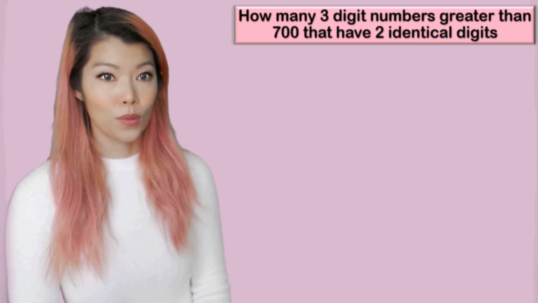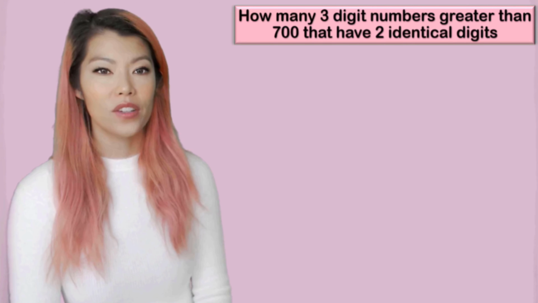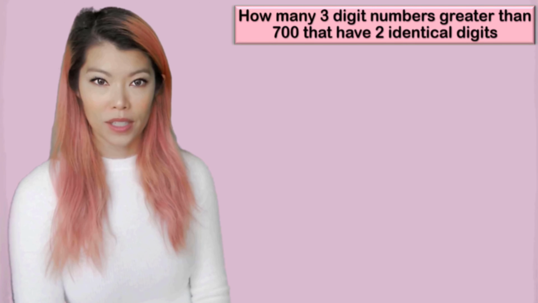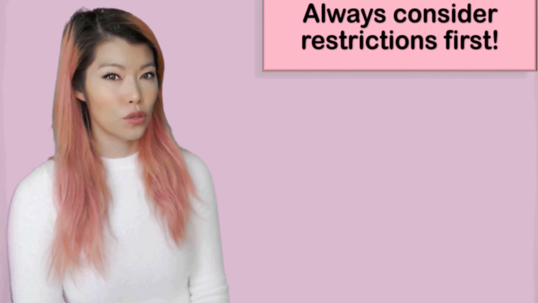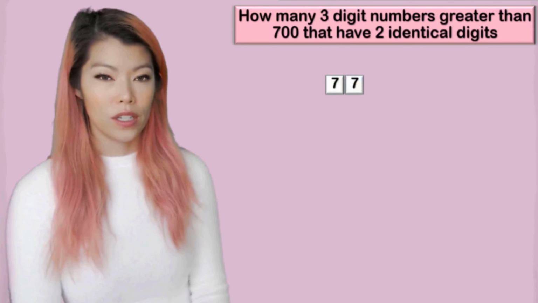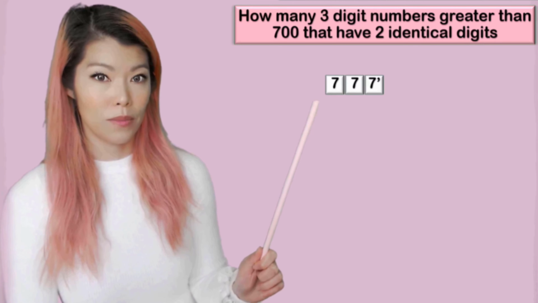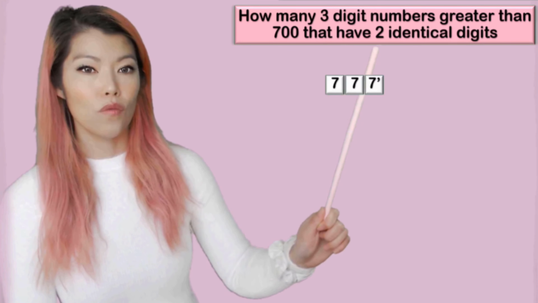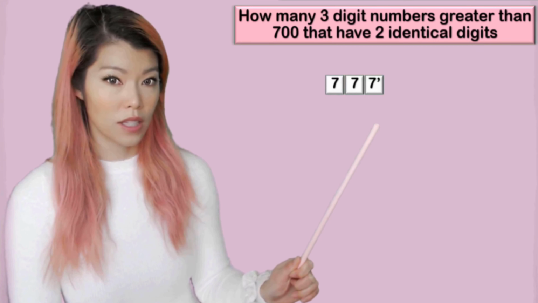Last example, and this one's going to be a super hard, challenging example. How many 3-digit numbers greater than 700 that have 2 identical digits can you make? So 3-digit numbers. Always consider the restrictions first. What are 3-digit numbers? Starting with 7. So greater than 700 means starts with 7. And 2 of them have to be the same. So we can have 7, 7 and something that's not 7.